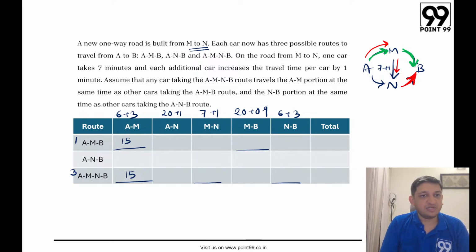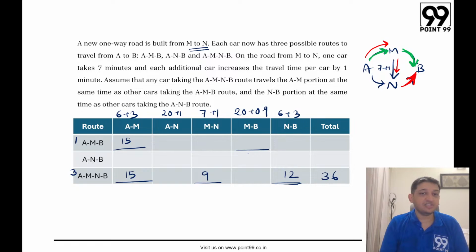M to N, there are only 3 vehicles here. ये वाला तो MN से नहीं जा रहा. So 7 plus 1, 8 plus 1, 9. So 9 minutes is what it's going to take, because यहाँ पे 3 vehicles जा रहे हैं and यहाँ पे भी 3 ही vehicles जा रहे हैं. There is no interference from any other thing. So 6 plus 3 plus 3, which will be 12. Total कितना हो गया? 24 plus 12, that is 36.